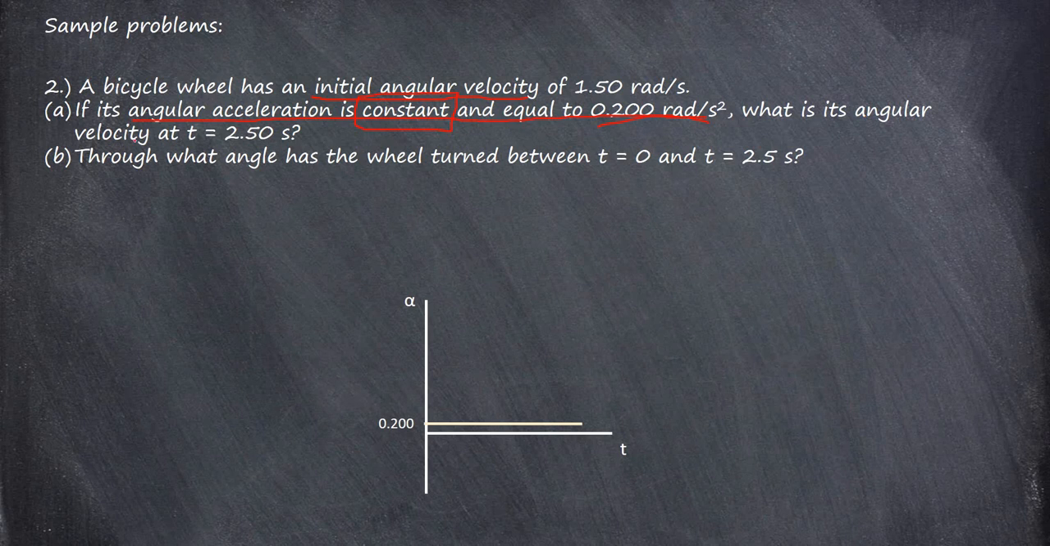What is its angular velocity at time 2.5? So we're looking for the angular velocity at time 2.5. Through what angle has the wheel turned between t equals 0 and t equals 2.5 seconds?